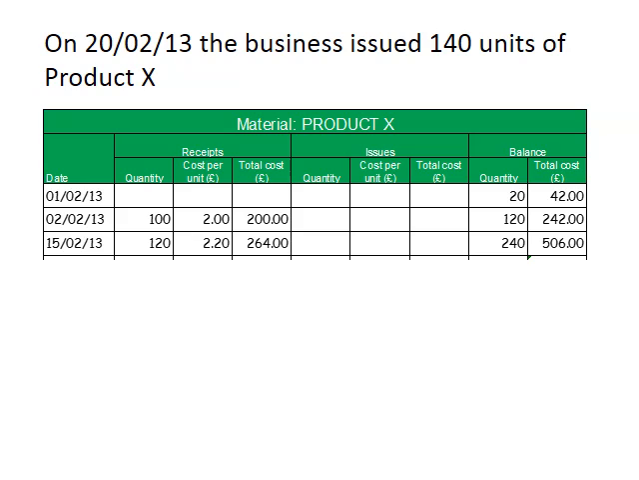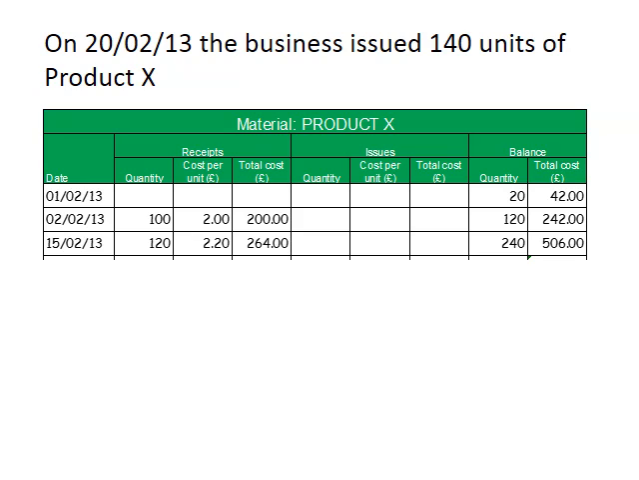Our next transaction occurs on the 20th of February, and here the business issues 140 units of product X. Well, we're going to complete the issues section of the stock card together with the balance section of the stock card. But first of all, what we have to do is determine which 140 units we will be getting rid of or issuing. Under LIFO, we assume that we use the most recent stock first and then move to the next most recent stock, then to the next, and so on.